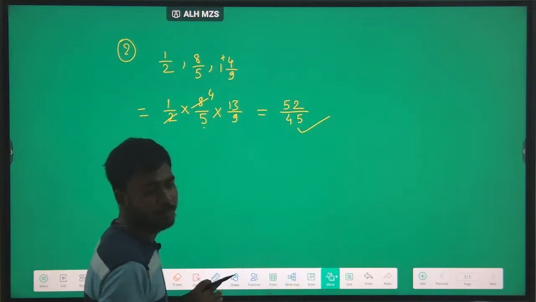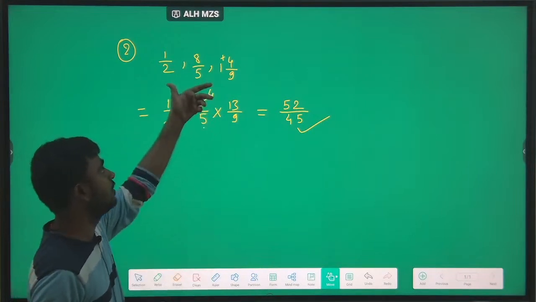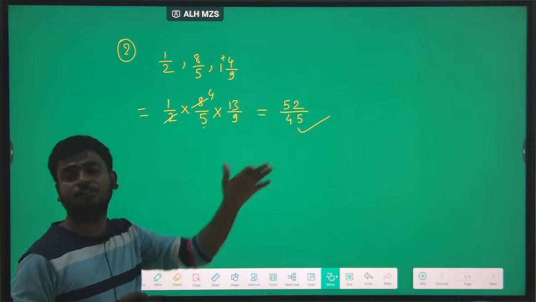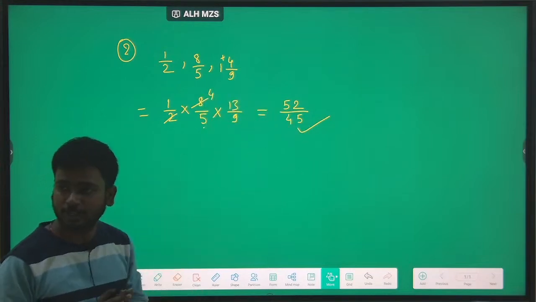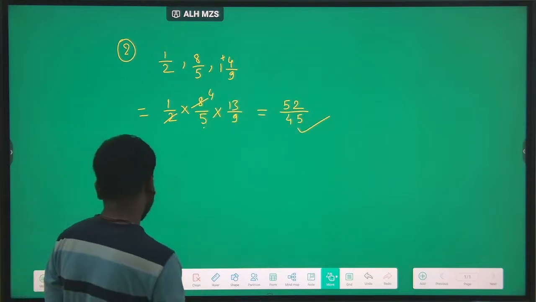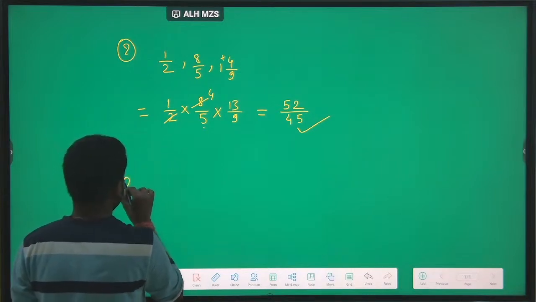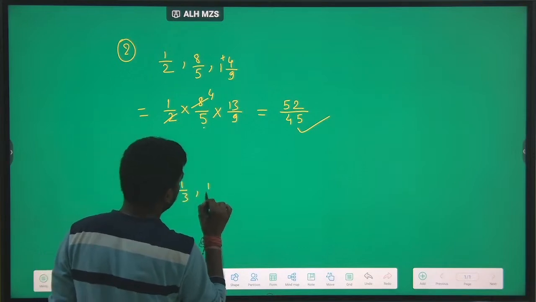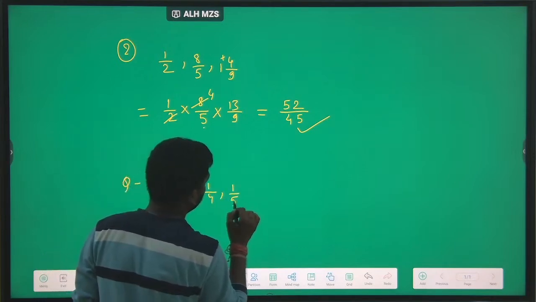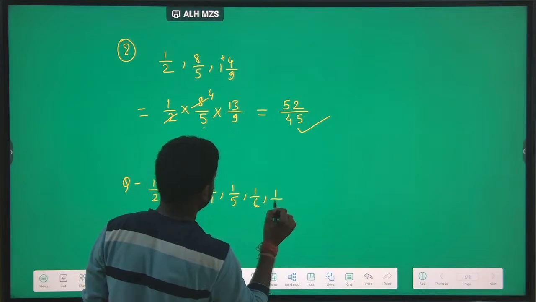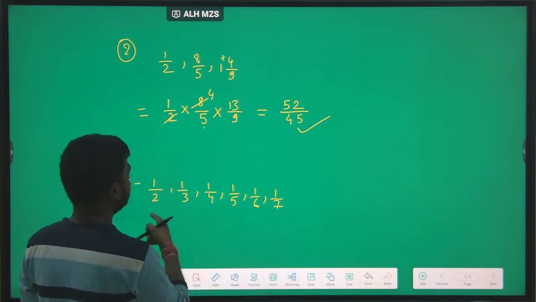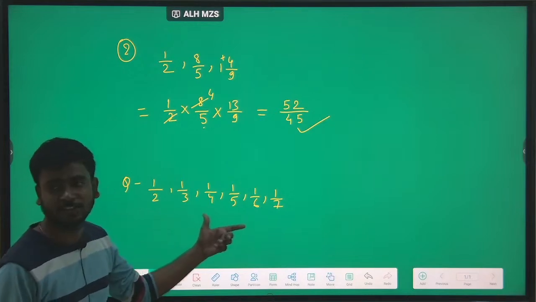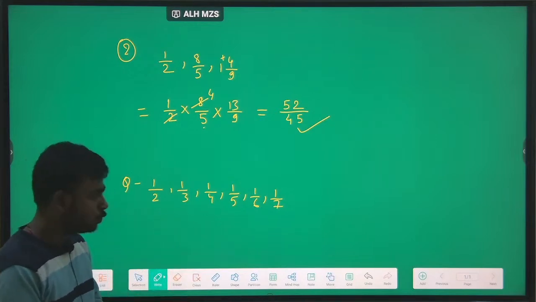Now, this was for the multiplication part. If it is given that we have to multiply 5 fractions, 6 fractions, n number of fractions, we can do it like this. Let us suppose that we are given 6 fractions: 1 by 2, 1 by 3, 1 by 4, 1 by 5, 1 by 6, 1 by 7. We are given these 6 fractions and we are asked to multiply them. So what will we do?